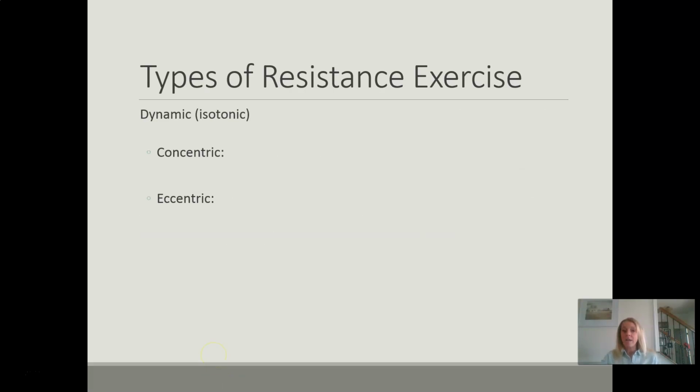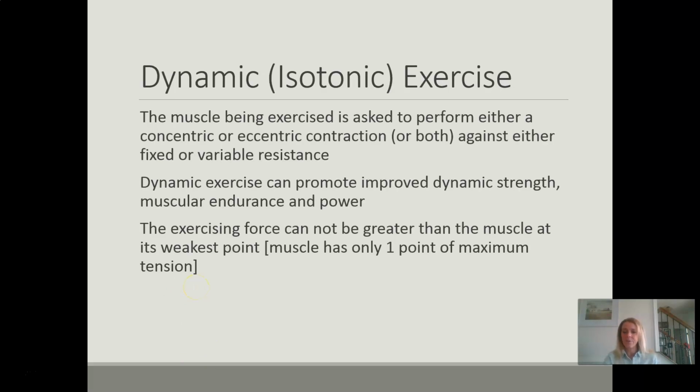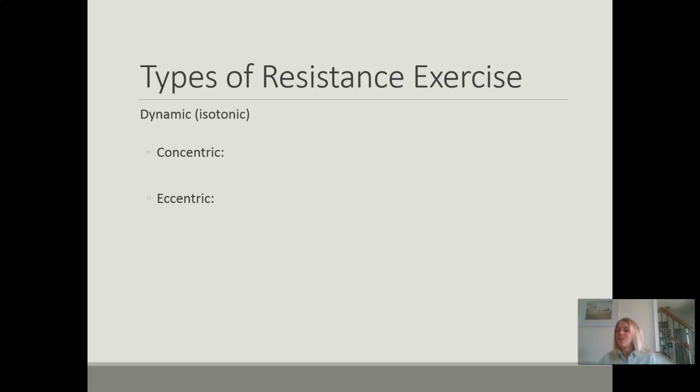So moving into isotonic exercise, this is where we get into concentric and eccentric exercises. Your concentric exercises, so you write this down, are when your muscle is going to contract and shorten, or typically seen as an acceleration of movement. Your eccentric exercises are when your muscle is going to lengthen with tension and often seen as more of a deceleration of exercise.